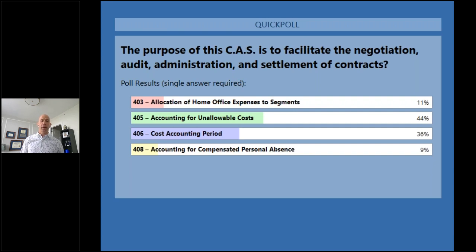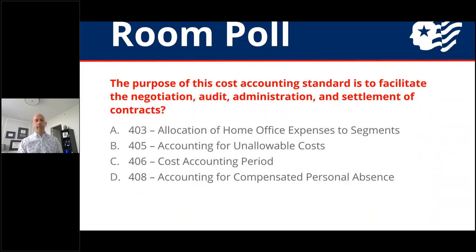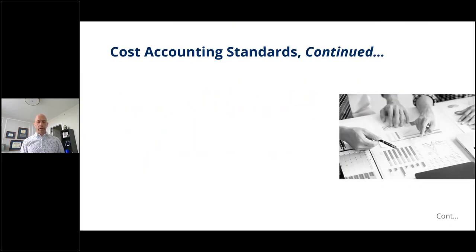So it's B, 405. Remember when we were talking about 405, we said that was the accounting for unallowable costs, which is what was used to facilitate the negotiation, audit, and administration and settlement of contracts. So B there, 405. All right, let's carry on here.